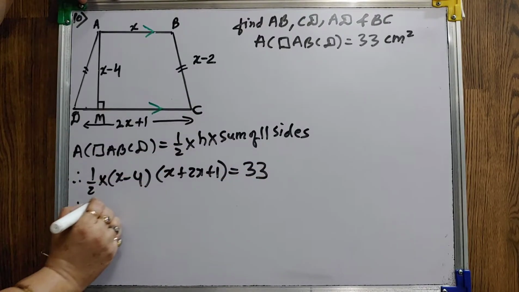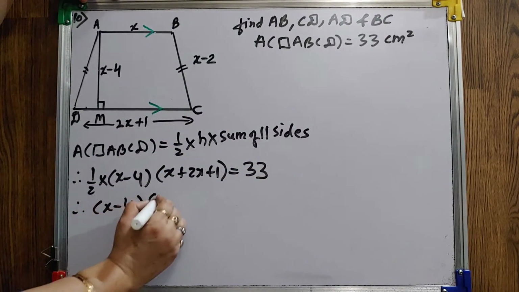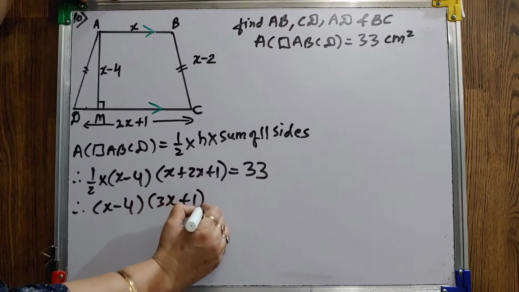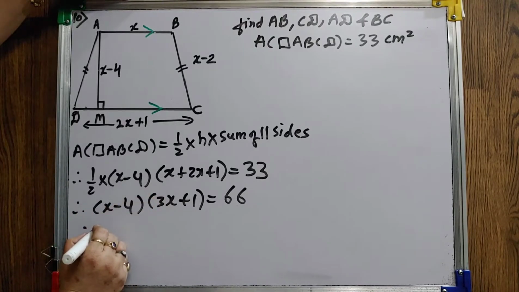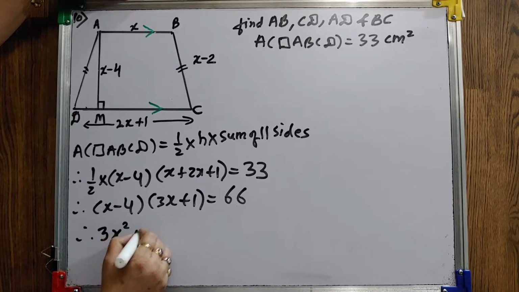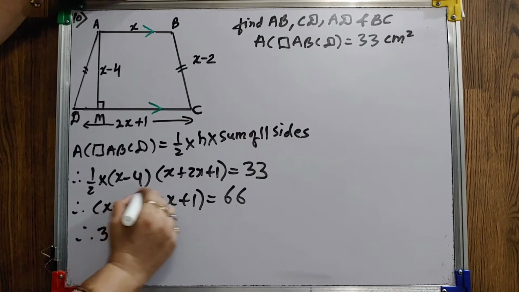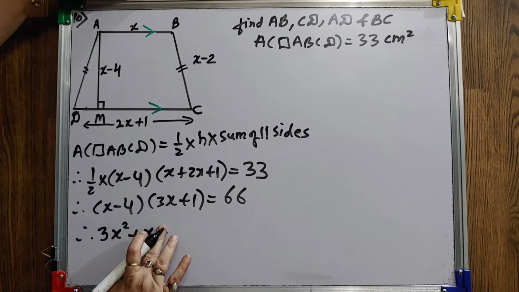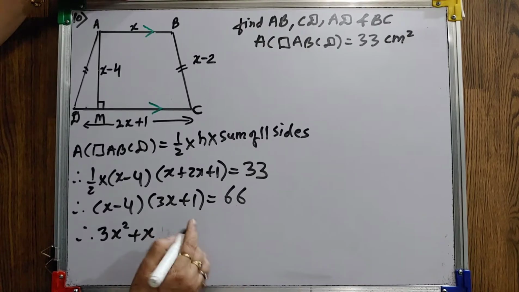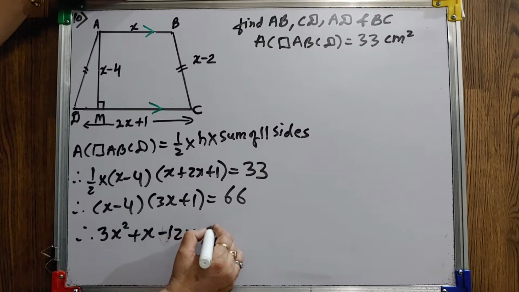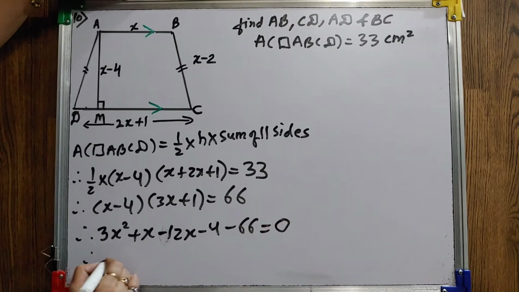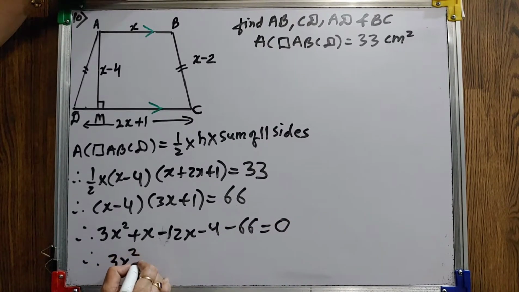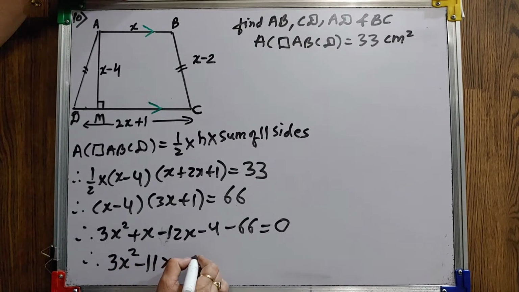Transfer to that side. First bracket is x − 4. Then 3x + 1, 33 2s are 66. Multiply x with both the brackets. Minus 4 with the second bracket. It will give you −12x, −4. Transfer 66 this side. It will be 3x² − 11x − 70 = 0.